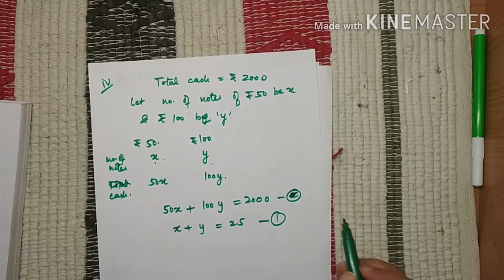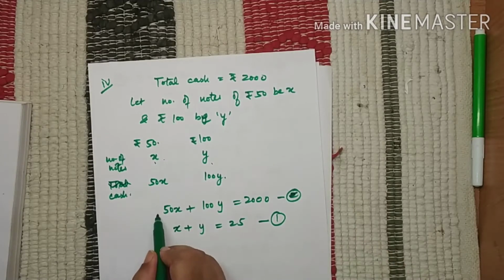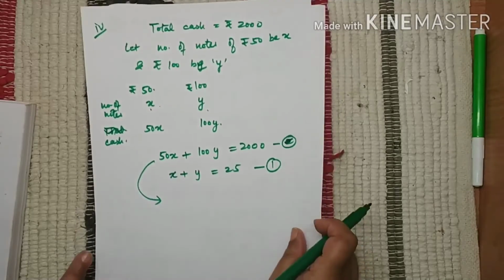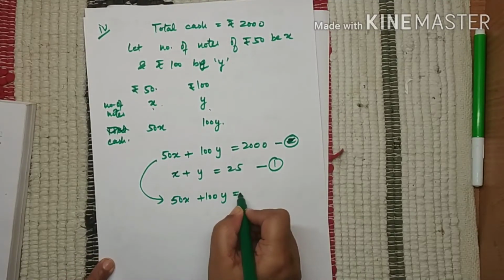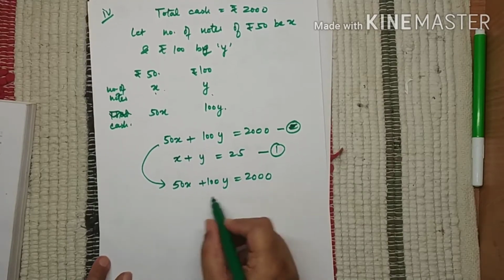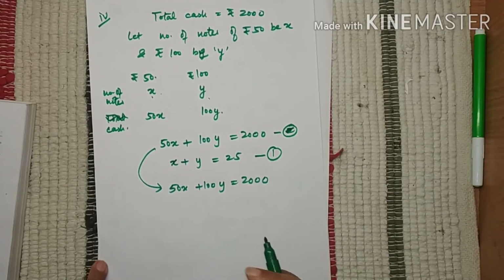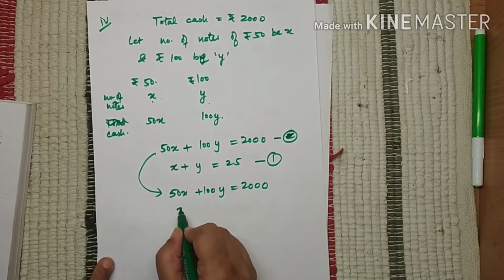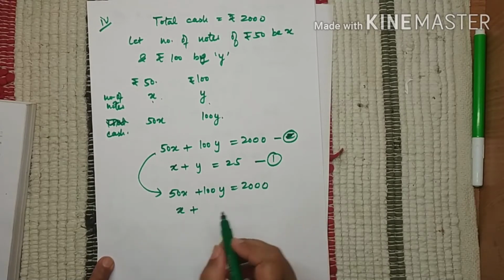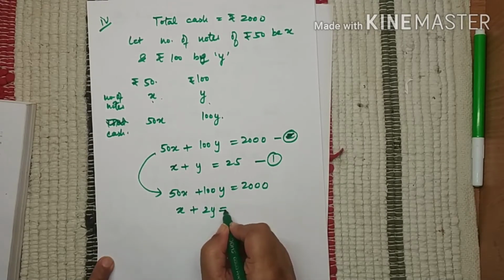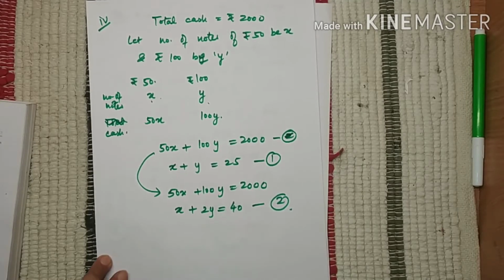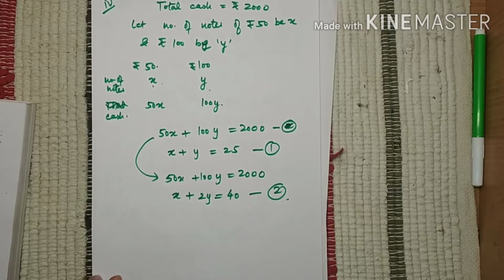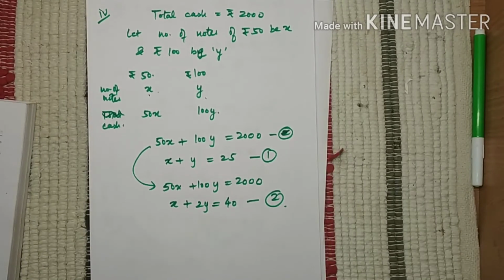But see here, in the equation 50x plus 100y equal to 2000, I can see the whole equation is divisible by 50. So let us reduce our equation. Dividing it by 50, I get x plus 2y equal to 40. So let's call this equation 2: x plus 2y equal to 40, and the first equation is x plus y equal to 25.